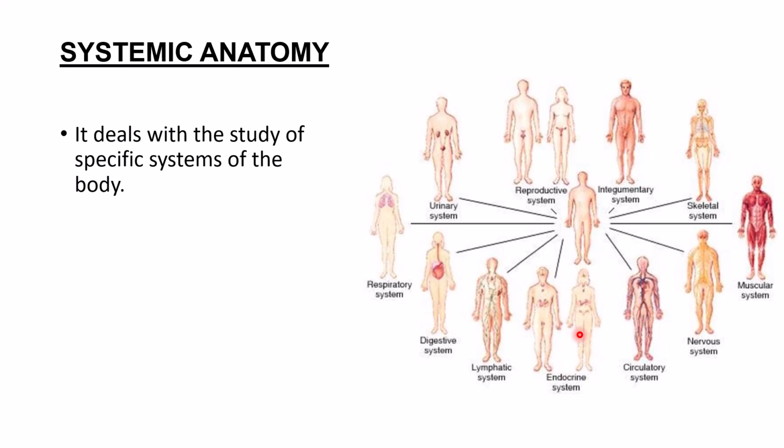the circulatory system, in which we study the arteries, veins, and lymphatics, the endocrine system, in which we study all endocrine organs of the body, the lymphatic system, in which we study the lymphatic vessels and lymphatic organs, the digestive system, in which we study the organs of digestion, and the respiratory system, in which we study the lungs.